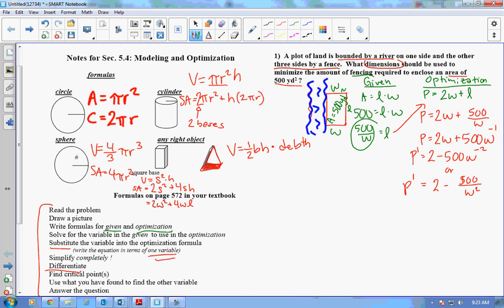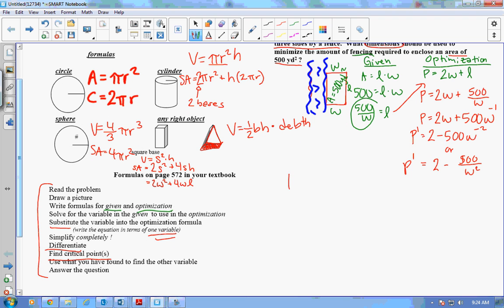Okay? Next, this is familiar. Find critical points. Critical points happen when the derivative equals 0 or is undefined. So let's see when P prime equals 0 for critical points, and when P prime is undefined. So we set P prime equal to 0. 0 equals 2 minus 500 over W squared. Can you solve that one out? What do you get for W?